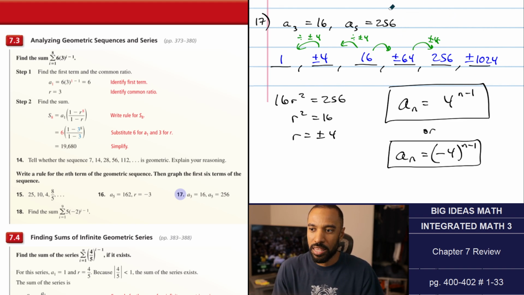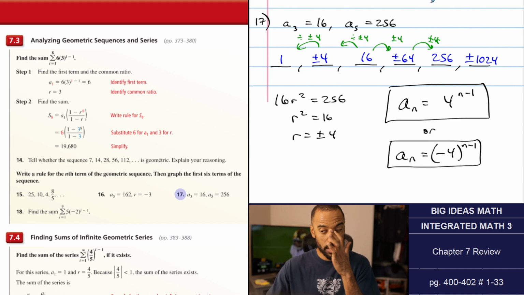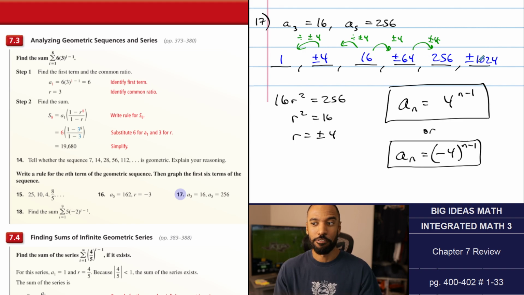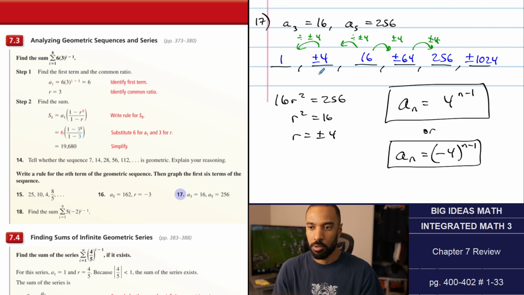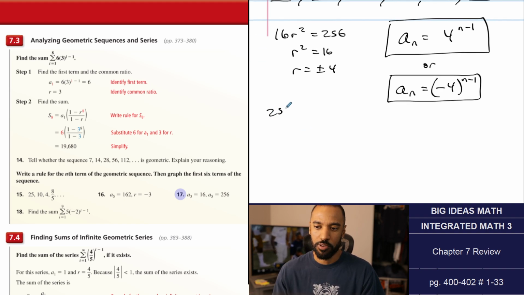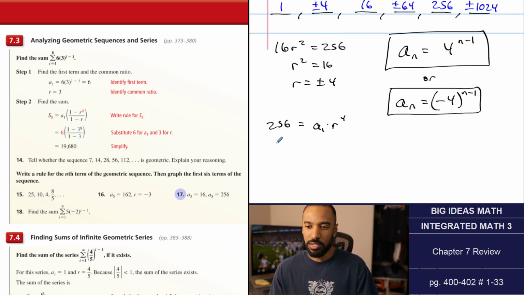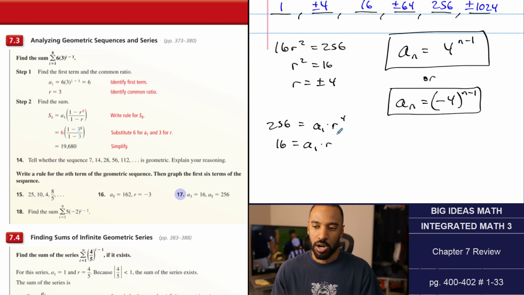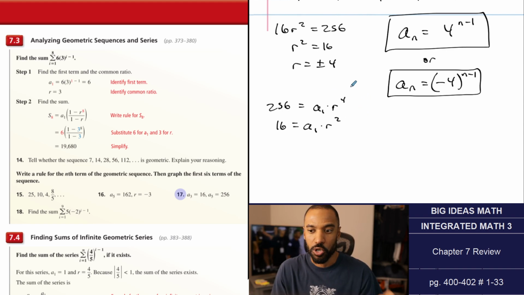Now, I did that in a way that wasn't like how the textbook would say it. Maybe your teacher's like, what are you doing? It's like, well, I'm using logic to do this. I needed the first 6 terms anyway, so that kind of works. How could we do it alternatively? You could build a system of equations with the 5th term and the 3rd term. You know, the 5th term, 256, is the first term times the common ratio to the 5 minus 1 power, which is the 4th power. And then you could do 16 equals a sub 1 times r to the 3 minus 1 power, or 2nd power. You could solve this using substitution or elimination.